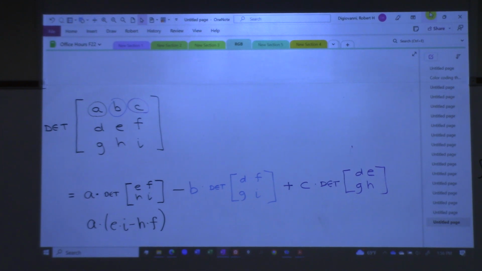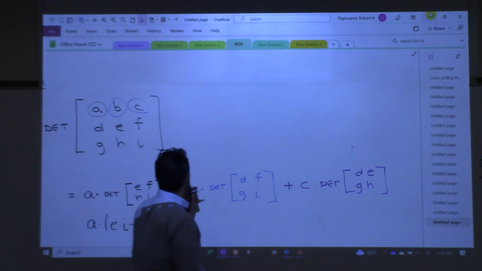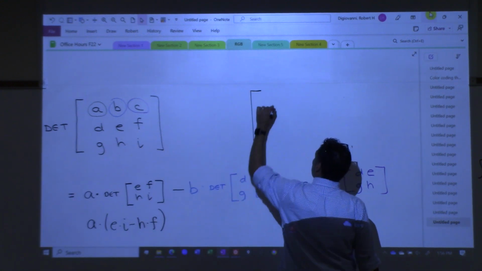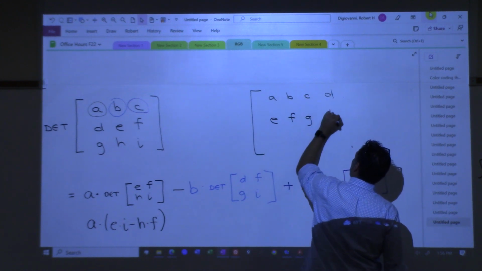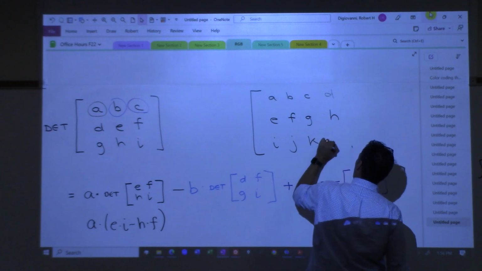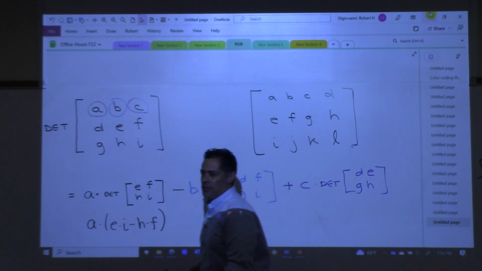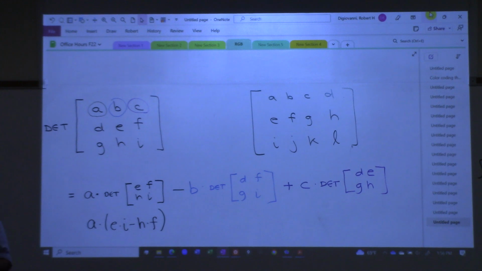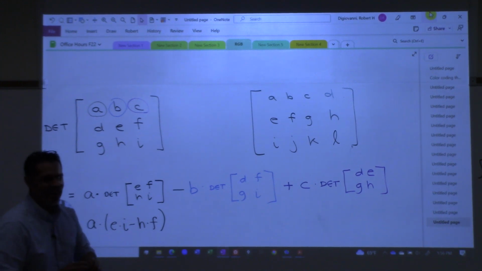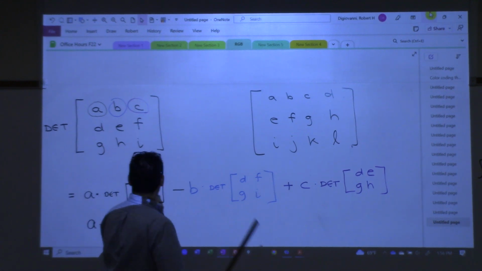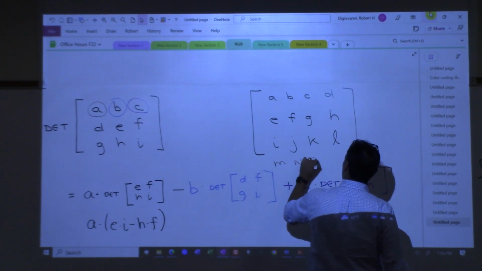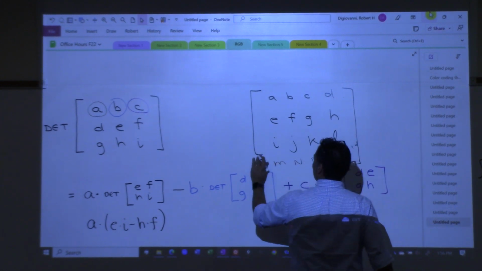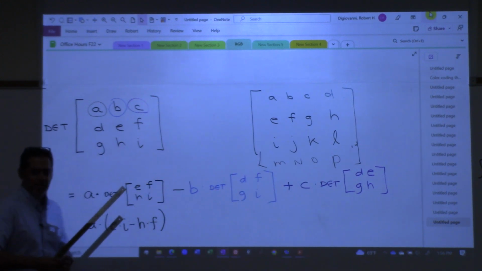And for those of you who have not seen this before, or maybe this is the first time, what if you had this? A, B, C, D, E, F, G, H, I, J, K, L. What if you had a 4x4 matrix and you wanted the determinant? It's the same principle, right? So it's what? Oh, I'm missing one. Oops, I said 4x4. L, M, N, O, P. Sorry. There we go. 4x4, right?